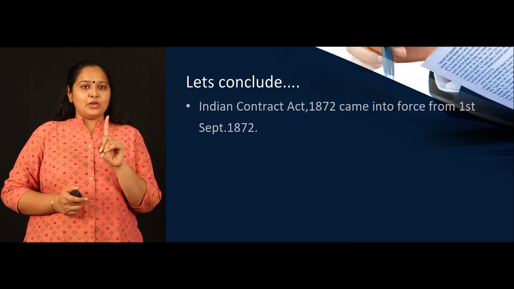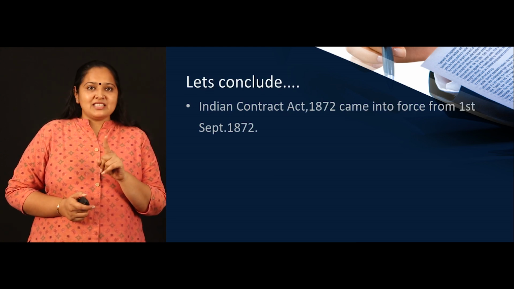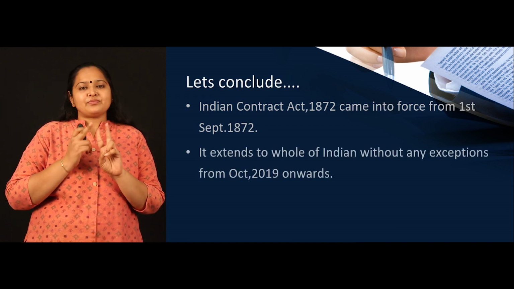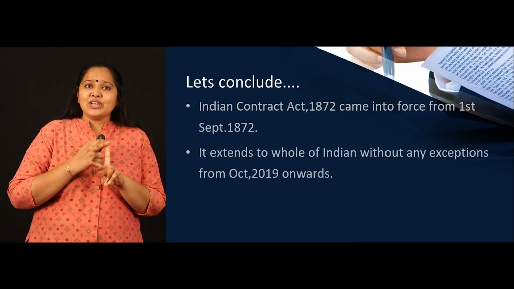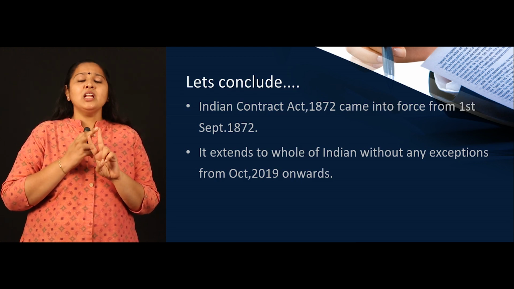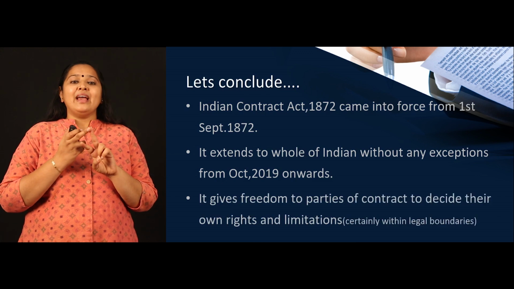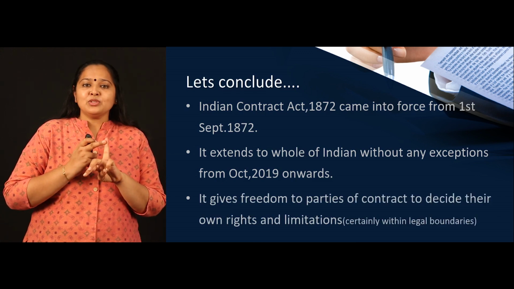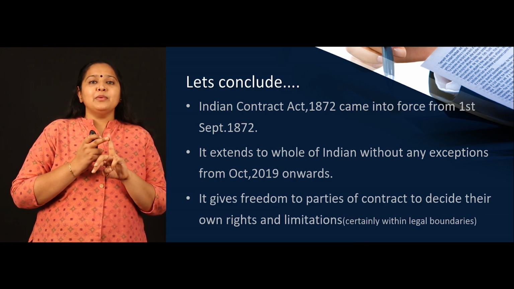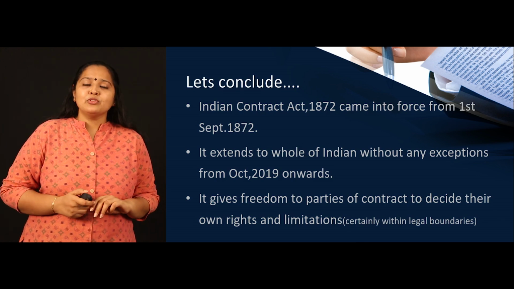What are those? The first point is the Indian Contract Act 1872 came into force from 1st September 1872. Second, it extends to the whole of India without any exceptions from October 2019 onwards. And the third one, it gives freedom to the parties of the contract to decide their own rights and limitations, definitely with certain legal boundaries to be followed or kept in mind.